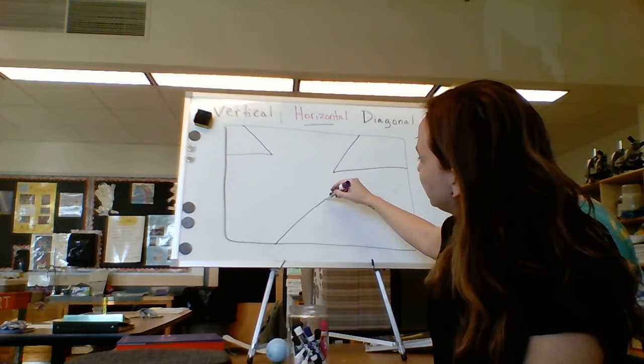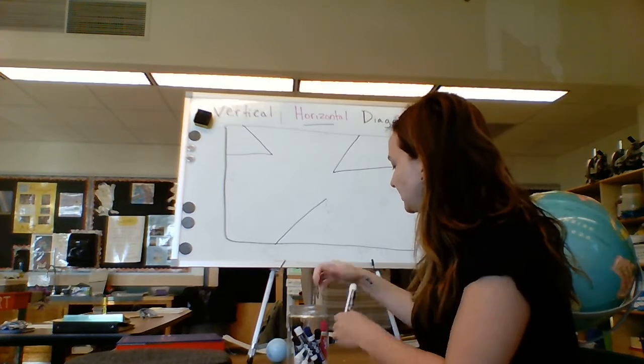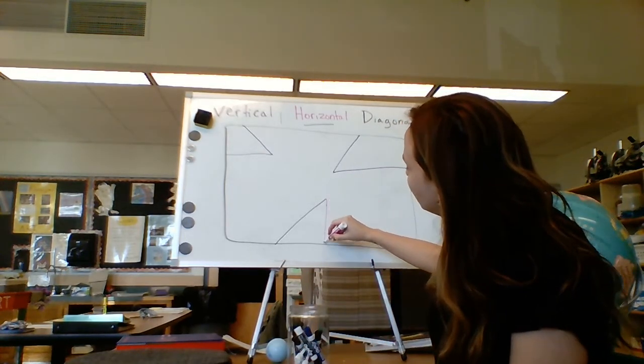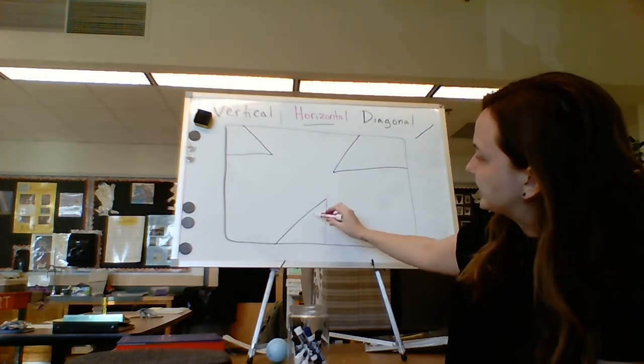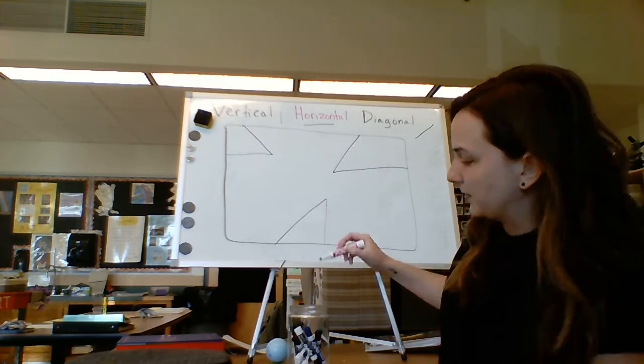And for this one, we're going to do a vertical line down, okay? So here, I'm going to change up the color so you can see that. There we go. All right. So the purple line is diagonal, and the vertical line is the pink one. All right.